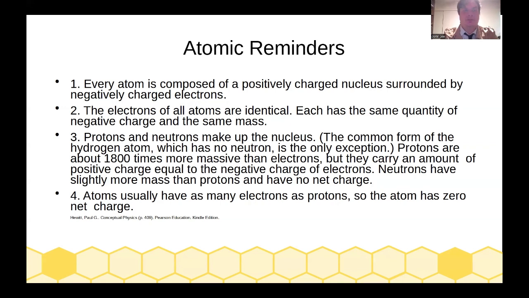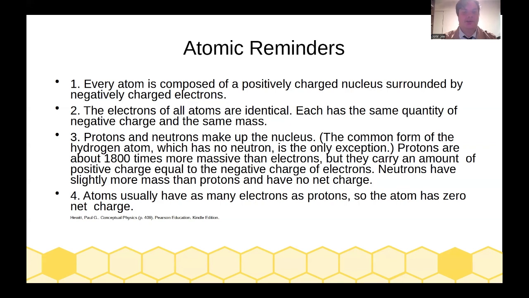Every atom is composed of a positively charged nucleus surrounded by negatively charged electrons. The electrons of all atoms are identical. Each has the same quantity of negative charge and the same mass. Protons and neutrons make up the nucleus. The common form of the hydrogen atom, which has no neutron, is the only exception.